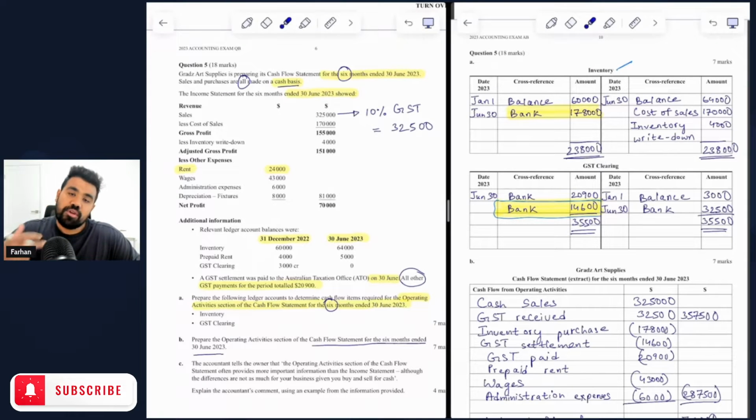So inventory write down refers to a reduction in the balance of inventory. So if inventory is going down, which means assets are going down, what do we have to do? We have to credit it. So that is why within the inventory account, you can see that on the credit side of the ledger account, we are showing inventory write down of 4,000 to reflect the reduction in the amount of inventory that we have in the business. All right.